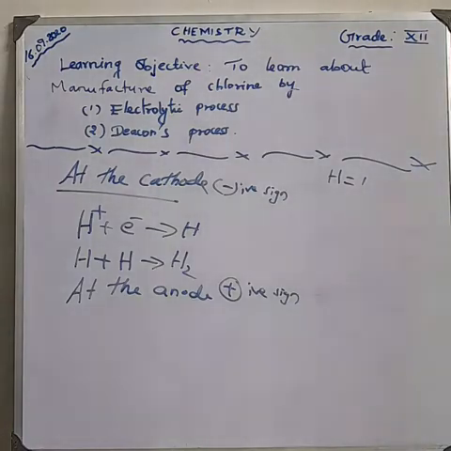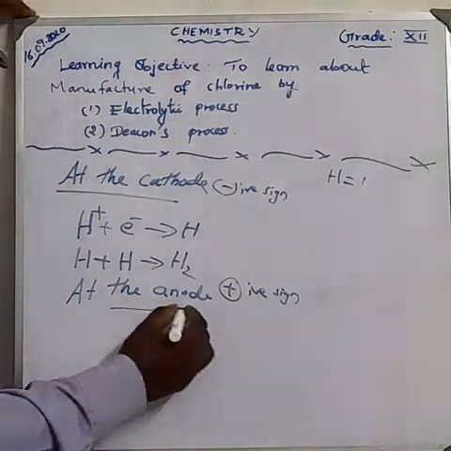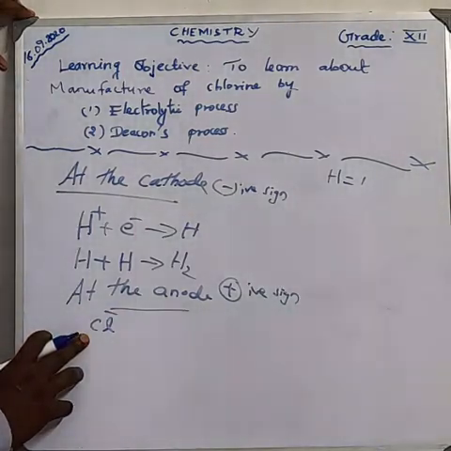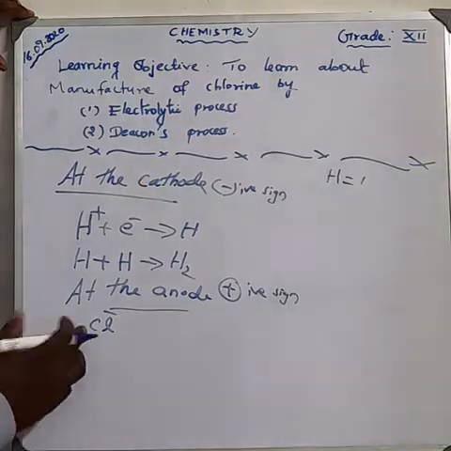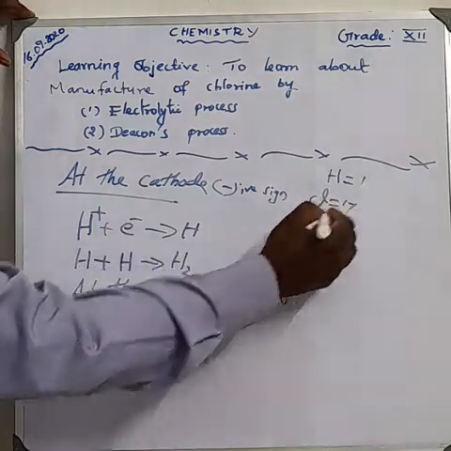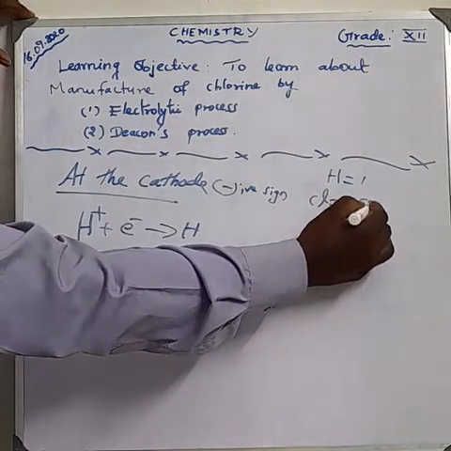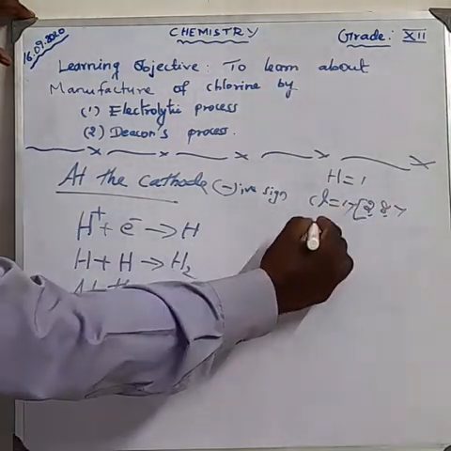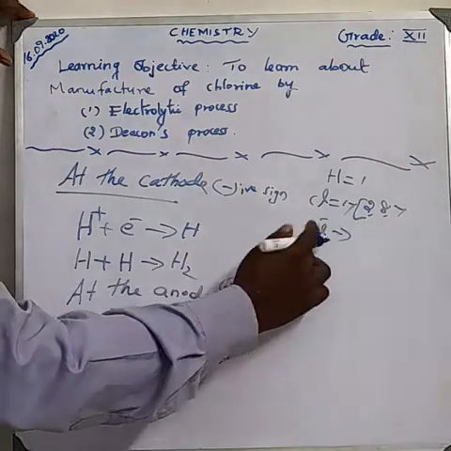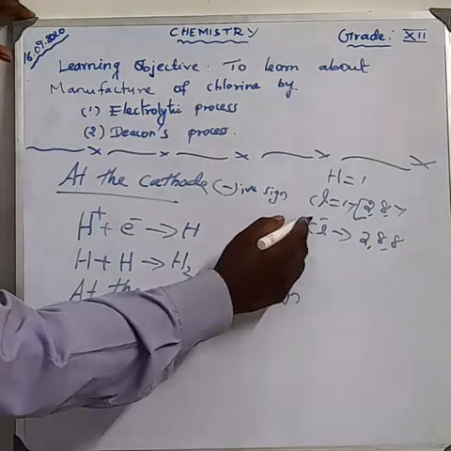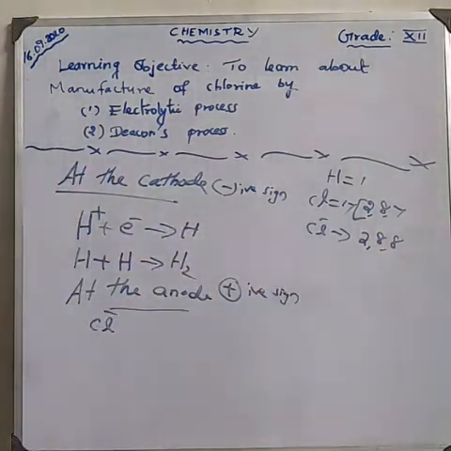About the anode, we are taking that chloride, the Cl minus ion. Cl minus ion means it has an extra electron. It gained an electron from another element. The atomic number of Cl is 17. The first shell can accommodate 2 electrons, the second shell 8 electrons, the third shell 7 electrons. Here Cl minus means 2, 8, 8. That is Cl minus, with one additional electron. Am I right? Cl minus.